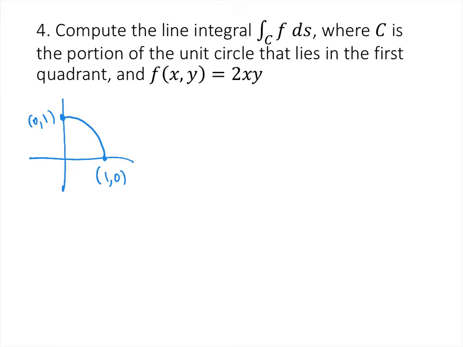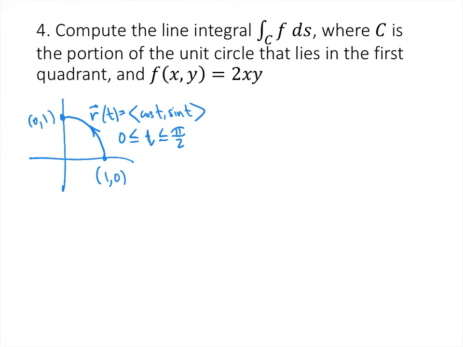Since it's the unit circle, we can parameterize it in the normal way by letting r of t be cosine t, comma, sine t. This would be a counterclockwise parameterization, and if we want to start at (1, 0) and end at (0, 1), we want t to go between 0 and pi over 2. So we're just using our knowledge of polar coordinates and trigonometry here to get that parameterization.